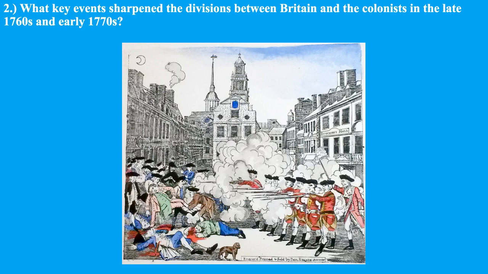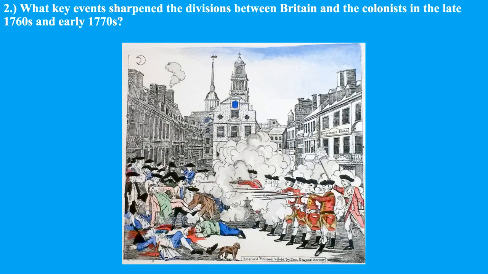British troops will open fire to disperse the crowd, and it will kill 5 Bostonians. And the event is very highly dramatized by Paul Revere's widely circulated print that you see here, that really portrays the event as something much bloodier and more horrible than it actually was.